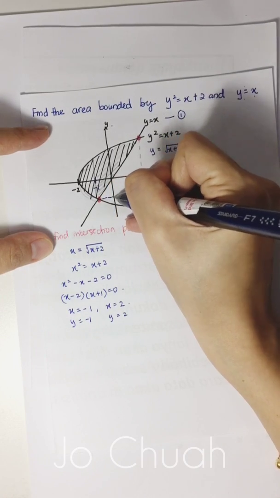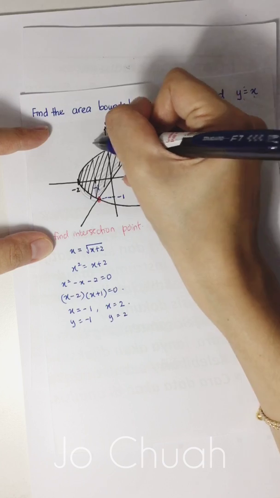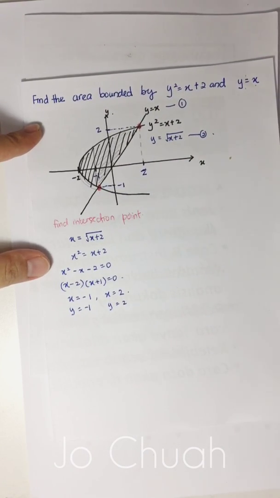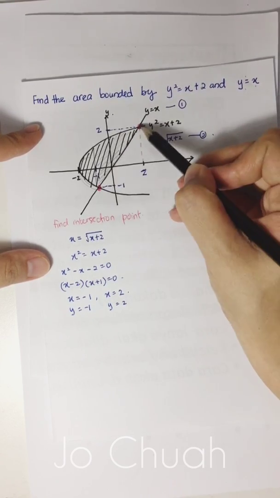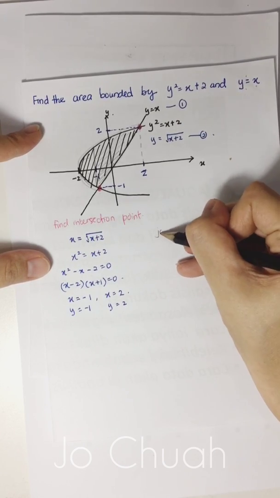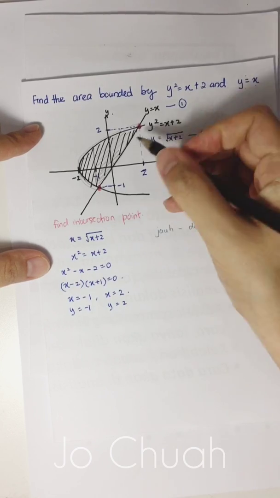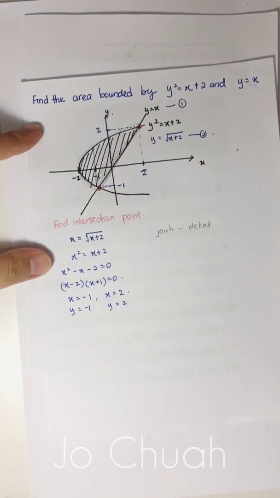This point is -1, and at this point is 2. In other words, what we're gonna do now is use the top one to minus the bottom one. Or in other words, we will say jauh tolak dekat. This is the further one. Alright, so looking for the area.